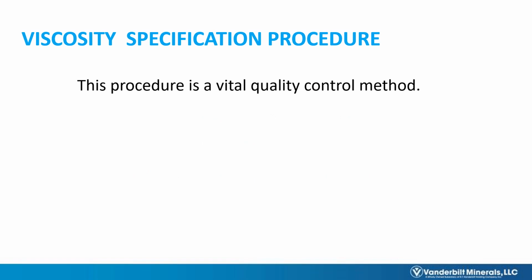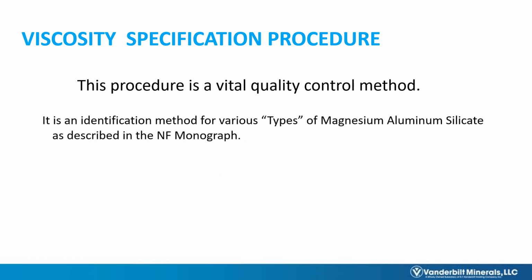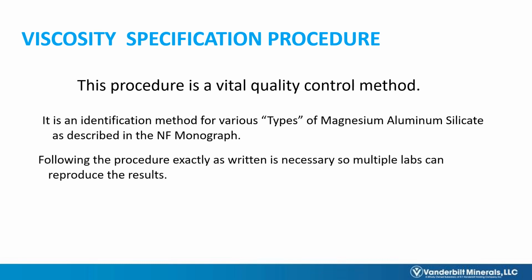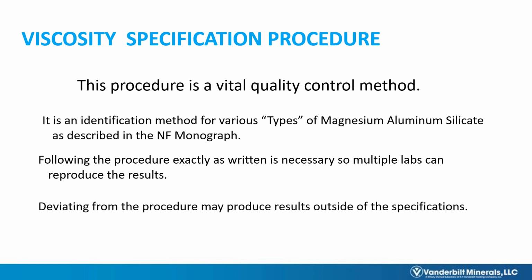This procedure is a vital quality control method. It is an identification method for various types of magnesium aluminum silicate as described in the NF monograph. Following the procedure exactly as written is necessary so multiple labs can reproduce the results. Deviating from the procedure may produce results outside of specifications.